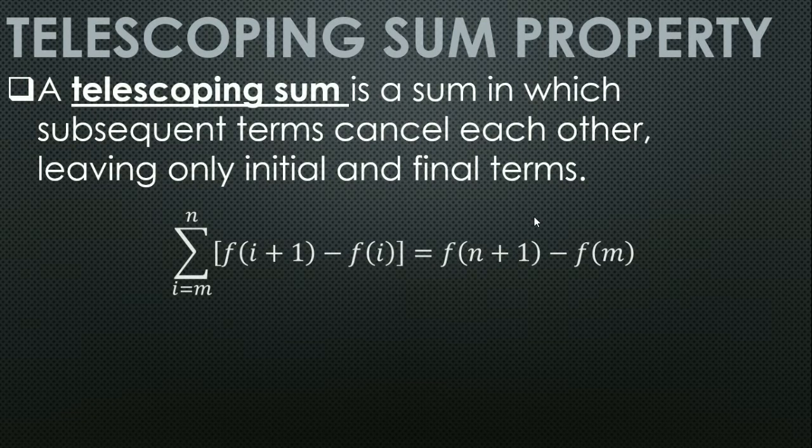Okay, so we have this telescoping sum property. The summation of f of I plus 1 minus f of I from m to n is equivalent to f of n plus 1 minus f of m. So, sinubstitute natin dito sa unang term, n plus 1, at sinubstitute natin dun sa pangalawa, yung lower limit, which is m, f of m.